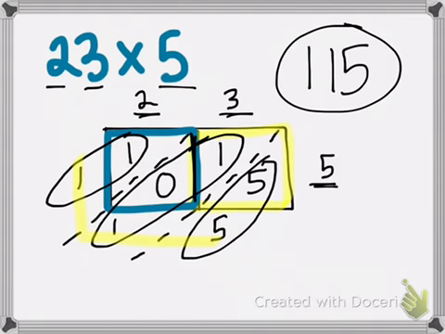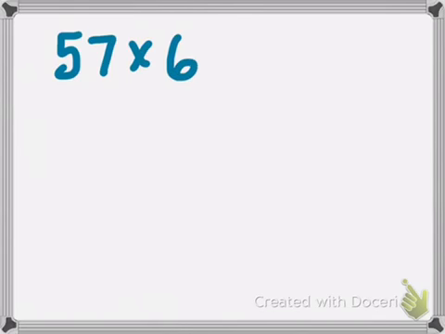Okay, and then let's look at one more example. Let's say we have 57 times 68. So now we have 2 digits and 2 digits. So it's going to be a 2 by 2 rectangle, which actually makes a square.